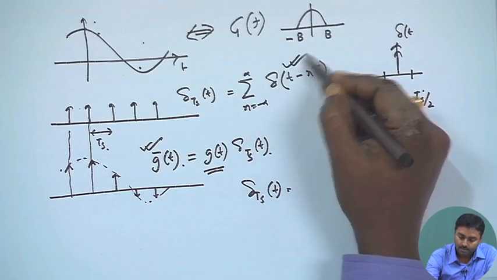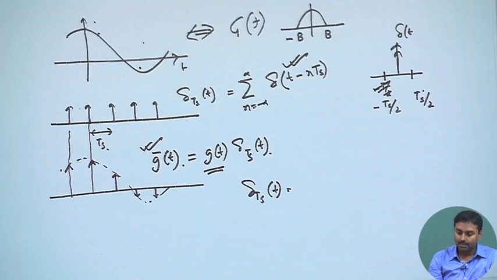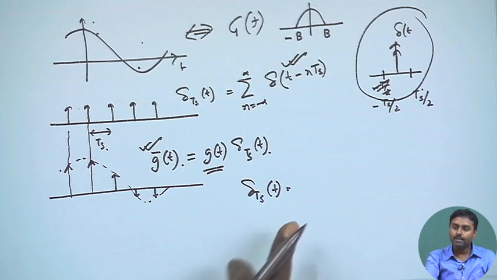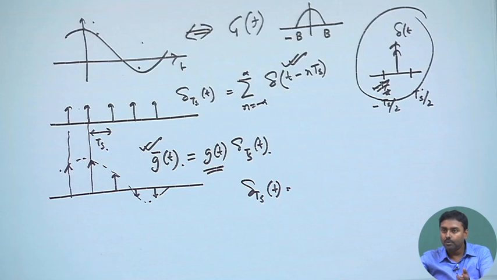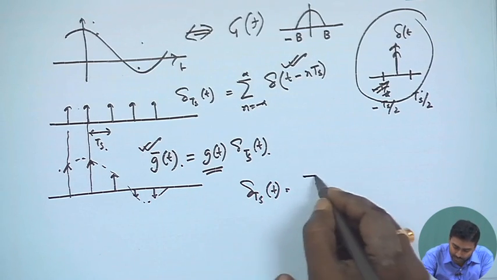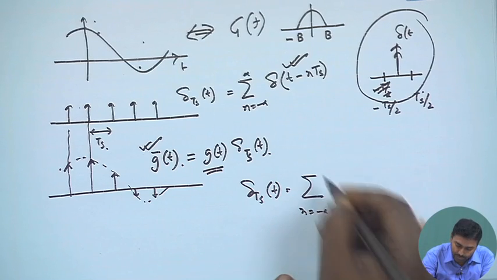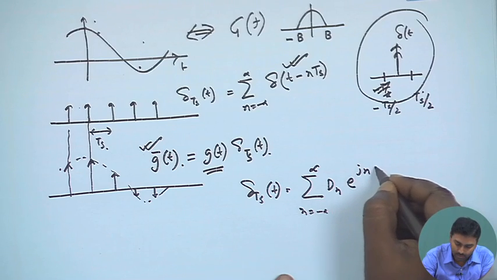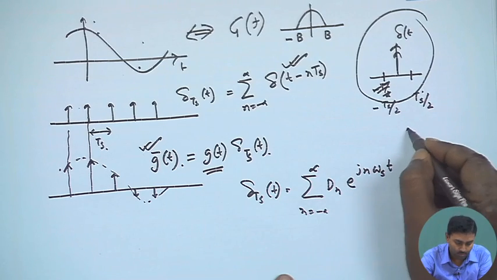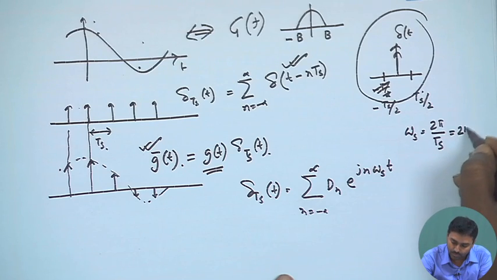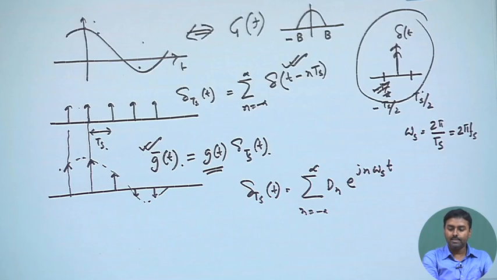It looks like this: a periodic signal with this pulse repeated every period of Ts. Therefore, I can represent it as a Fourier series. It is the summation over n from minus infinity to plus infinity of d_n e to the power j n omega_s t, where omega_s is 2 pi by Ts, or 2 pi Fs, where Fs is 1 by Ts.